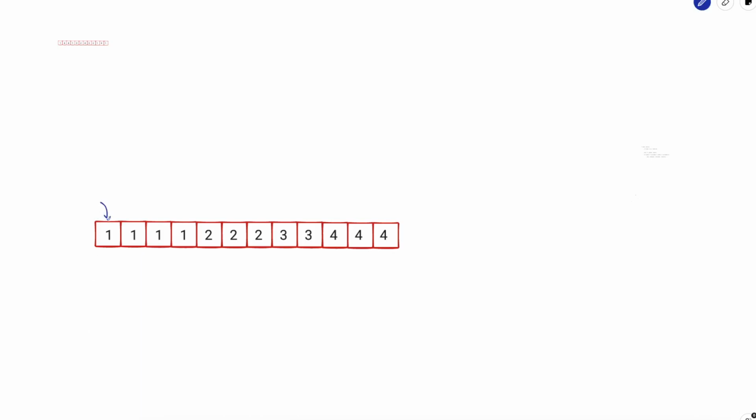So to make these elements, you will have to select some elements from the original array, right? You know that the starting element is 1. So you will say, okay, given this array, if my starting element is 1, give me the maximum number of consecutive elements I can form.